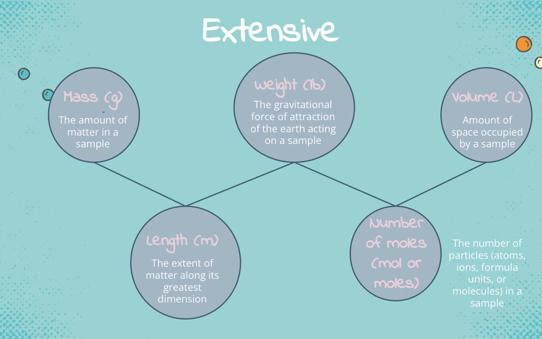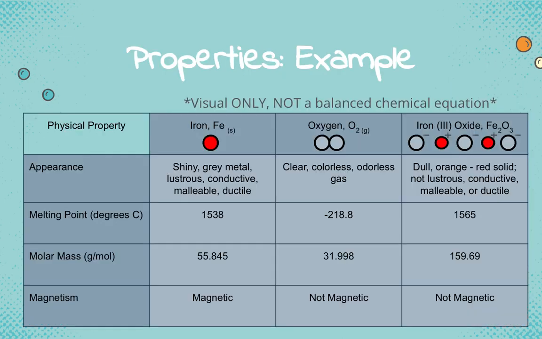So the unit for mass is grams. The unit for weight is pounds. The unit for volume is liters. The unit for length is meters. And then the unit for number of moles is MOL, which means the number of particles, that's speaking of atoms, ions, formula units, or molecules in a sample. All of these properties depend upon how much matter is present and can quantify that amount of matter.